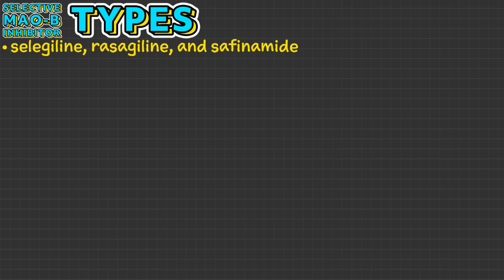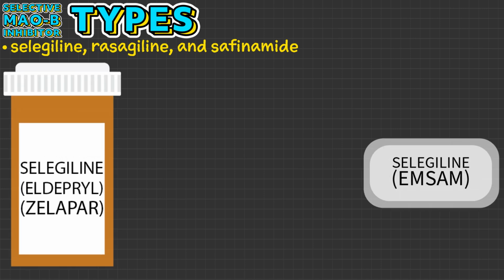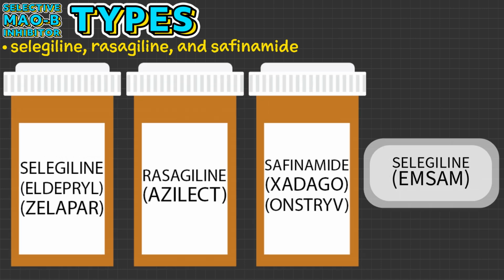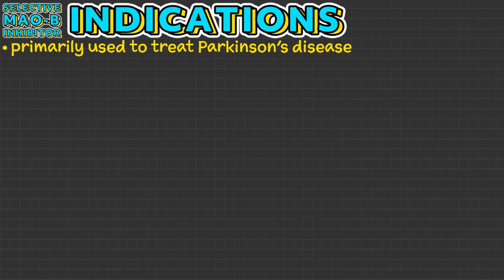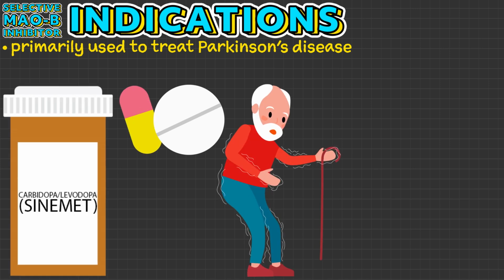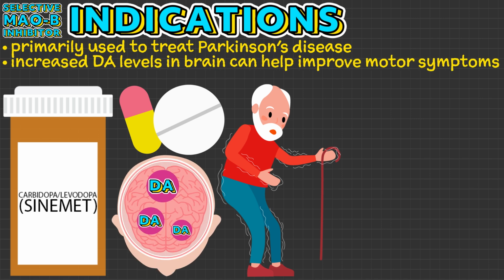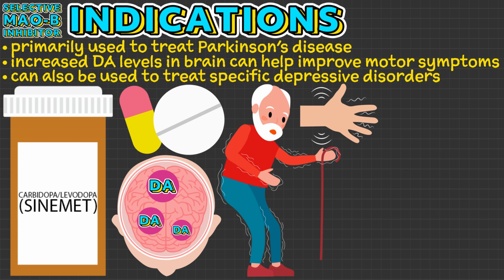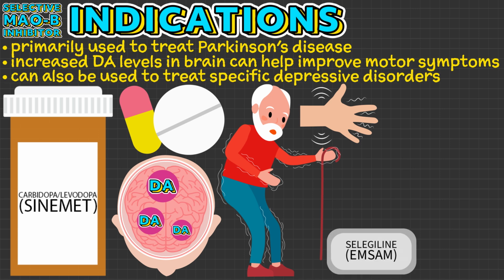Selective MAO-B inhibitors include Selegiline, Rasagiline, and Safinamide. Selective MAO-B inhibitors are primarily used either as monotherapy or in combination with carbidopa-levodopa to treat Parkinson's disease. In Parkinson's disease, increased dopamine levels in the brain can help improve motor symptoms. Selective MAO-B inhibitors, in particular the transdermal patch, can be used to treat specific depressive disorders.